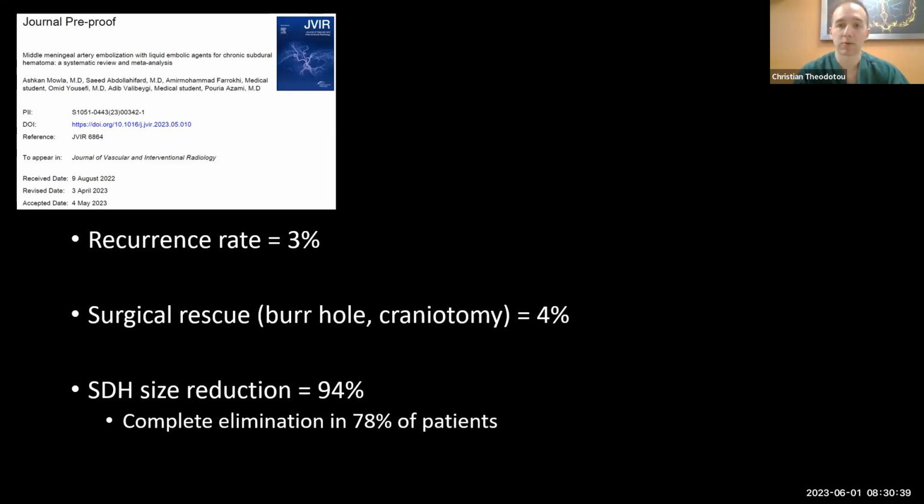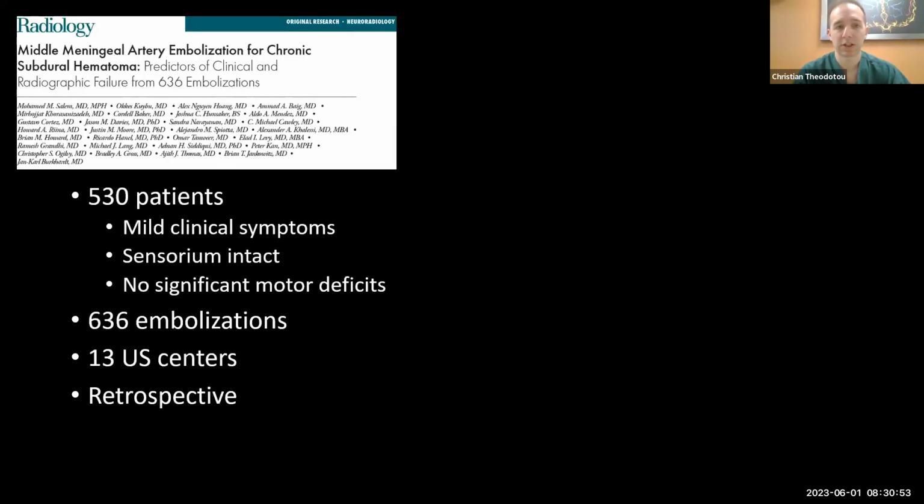And these are people who fall into the asymptomatic group, so it's people that have headaches or just a drift. And very robust results. If you recall, the historical data is like a 15% recurrence rate. So we're talking a huge increase in the success.